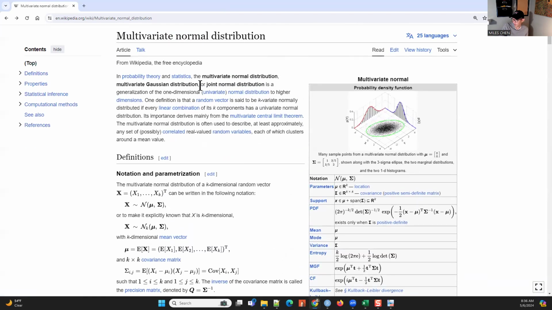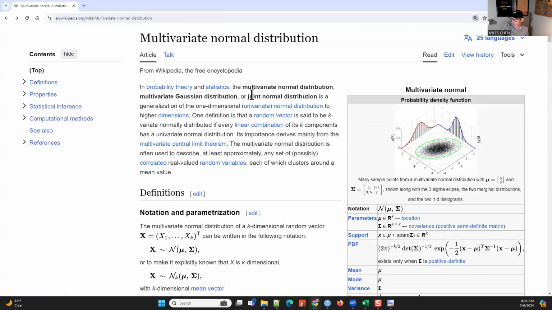Let's see what Wikipedia has to say. Multivariate normal distribution, also known as the multivariate Gaussian distribution or the joint normal distribution. It's pronounced Gaussian, by the way, because it's named after Gauss. It is a generalization of the univariate normal distribution to higher dimensions. Okay.